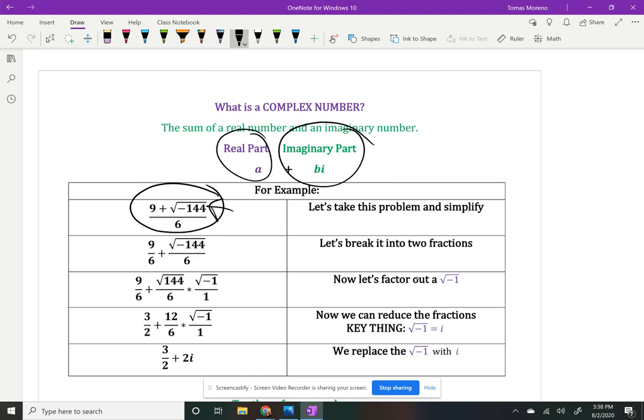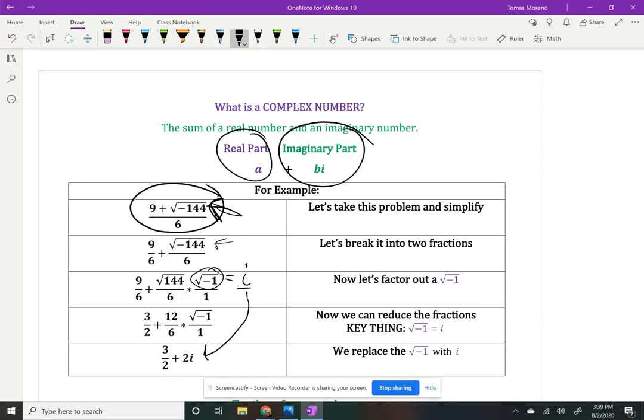So right here, this fraction could be broken down into two separate fractions. 9 divided by 6, we could reduce to 3 halves. But now we have this negative 144 under the square root. So just like before, we would factor out a -1. So we could get a positive 144, which then turns into 12. 12 divided by 6 is just 2. But then we're left with the square root of -1, which we already know what this is. This is just I. So what is I over 1? Well, I over 1 is just I.